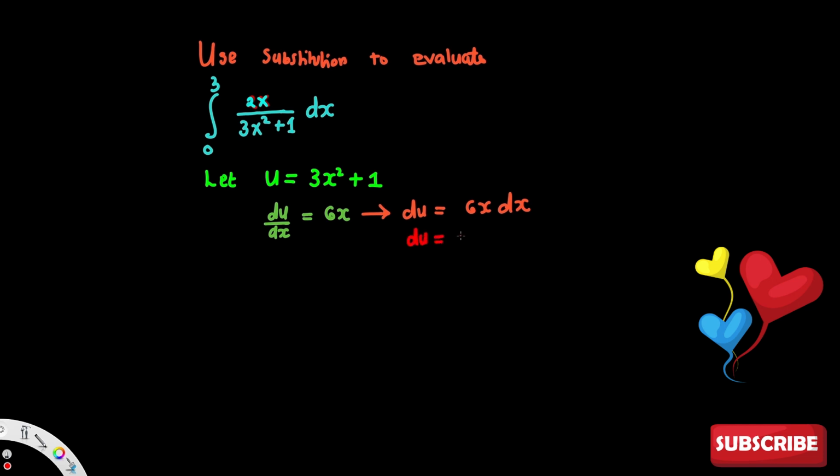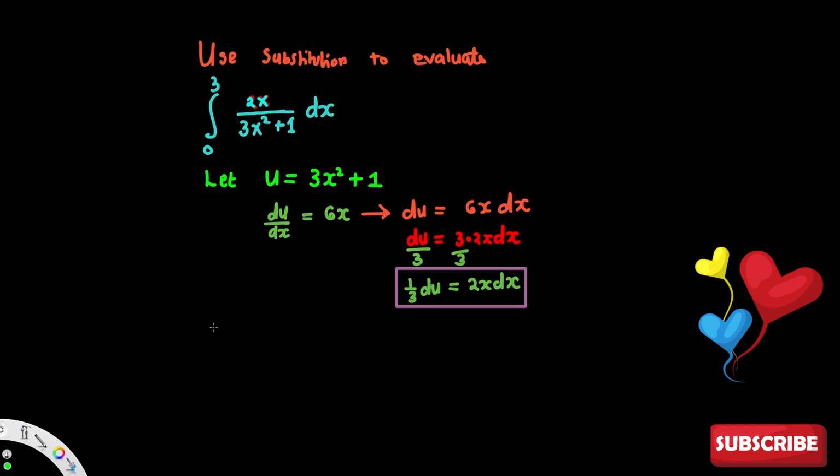We can say du can be written as 3 times 2x dx, so that we divide by 3 on both sides, and we end up having 1/3 du equals 2x dx. And this is the expression that we're going to use when we substitute, because we are going to substitute 2x dx with a third du.